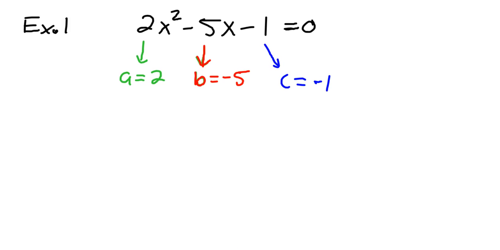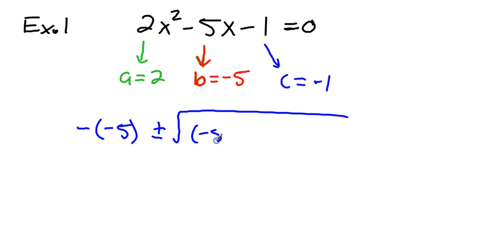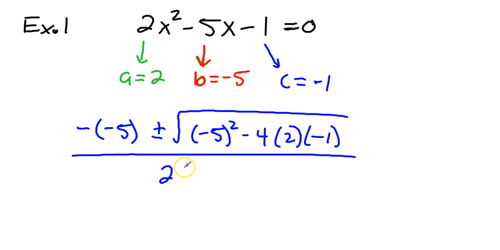And once you have those three numbers, here's the one thing, be careful when you're plugging these numbers in. As you're plugging these in, I would say put parentheses around every single a, b, and c value when you go through this. So it's negative b, so it's minus negative 5, plus or minus the square root of negative 5 squared minus 4 times a times c, and that's all over 2 times a.